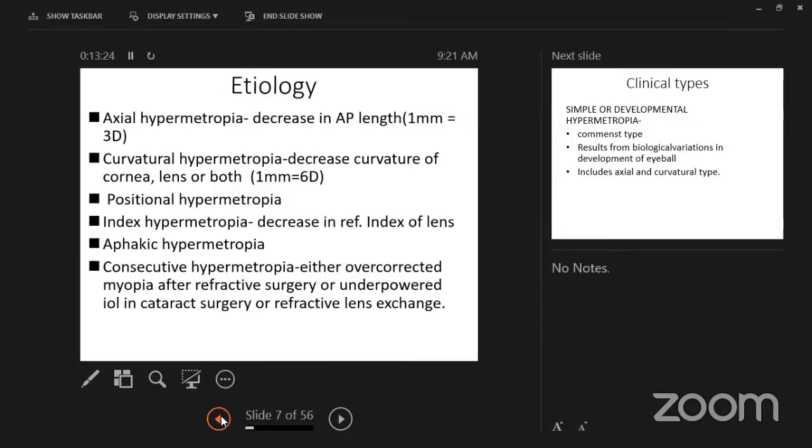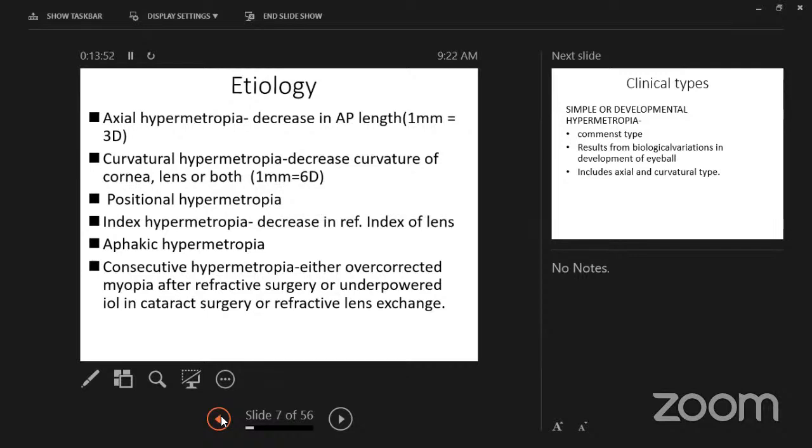What does accommodation usually do? When the ciliary muscle contracts, it leads to an anteroposterior increase in diameter. And curvature? The radius of curvature decreases. What is opposite to that? In case of relaxed accommodation, it will increase. So when does accommodation relax?